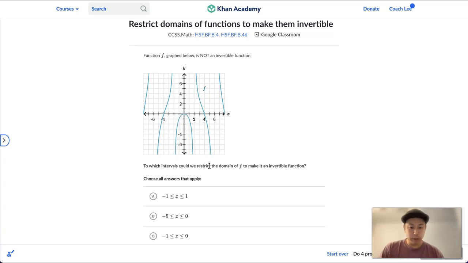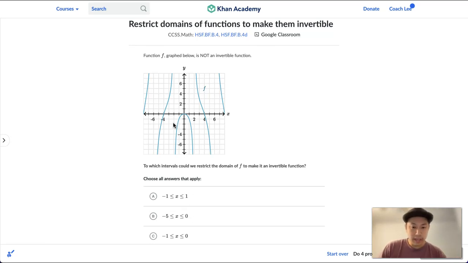So to which intervals could we restrict the domain of f to make it an invertible function? This is what we do want to click, right? Because if we... No, sorry. We don't want to click it. I misinterpreted the question for a second. If this was the only part of the graph we saw, its inverse would not be a function because it fails the horizontal line test. So we're not going to click it. Sorry about that.